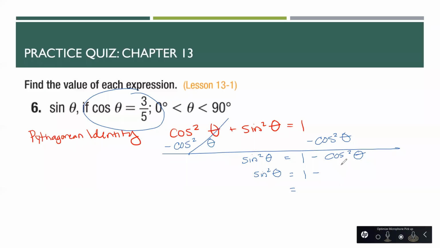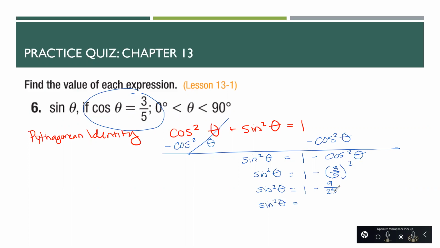So here we would put in 3/5 for cosine theta, and we're squaring that. Sorry, you shouldn't have the cosine in front there. Okay, so then we have sine squared of theta here, and then 3/5 squared, well, that's 3 times 3, which is 9, and 5 times 5, which is 25. Okay, so we've got sine squared of theta.